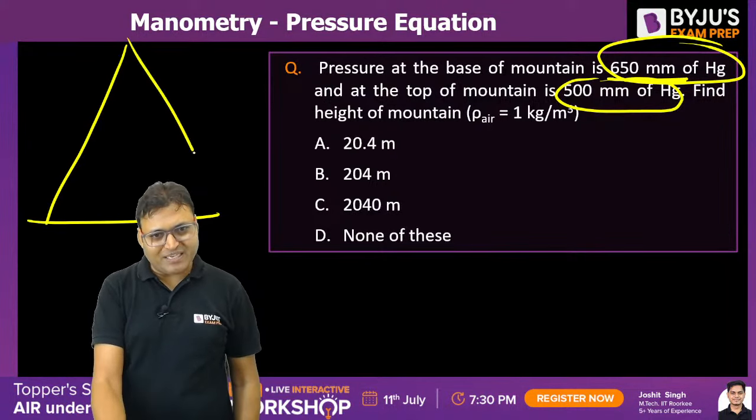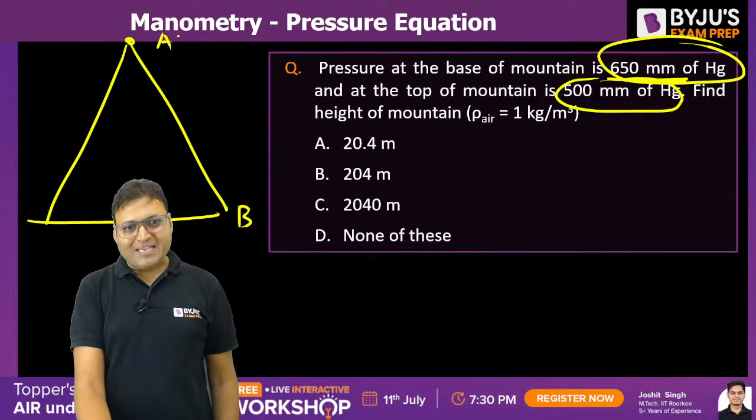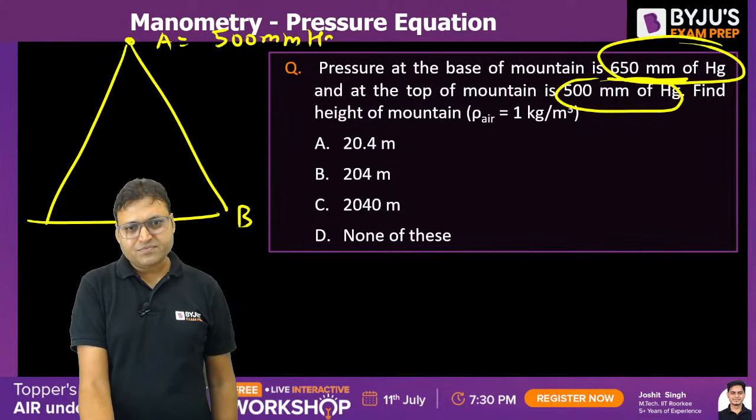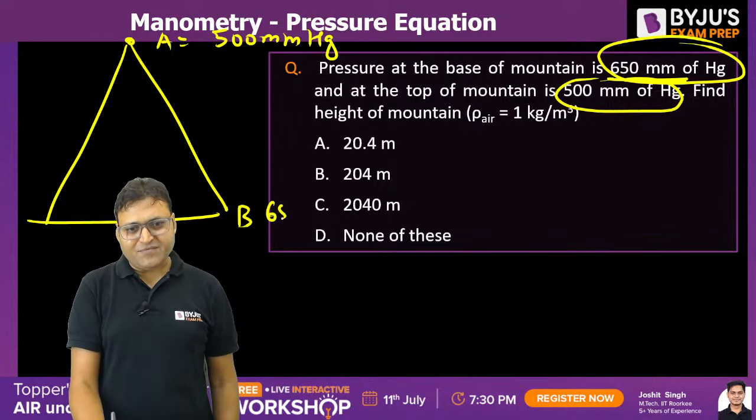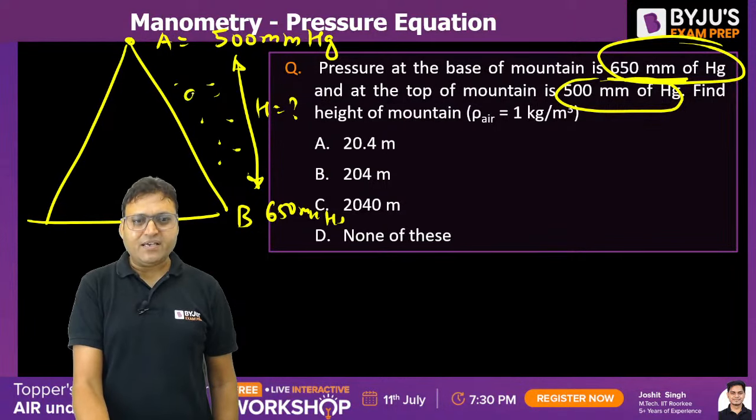Let me assume this as mountain. This is the top, point A. This is the base, point B. So pressure at A is 500 millimeter of mercury. Pressure at B is 650 millimeter of mercury. What will be the height of mountain? If there is air, the fluid is air.